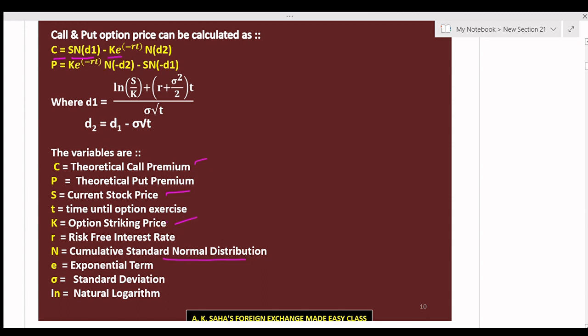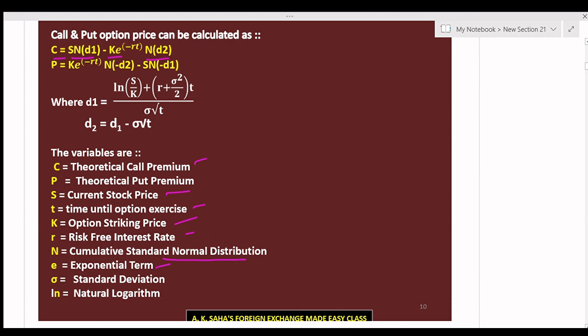e to the power minus RT. e is the exponential term. Its value is 2.718. e to the power minus RT, where R is equal to the risk-free interest rate, and T is the time until option exercise, into N into D2.